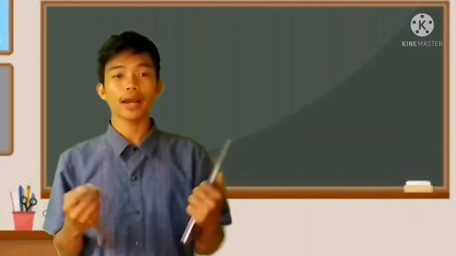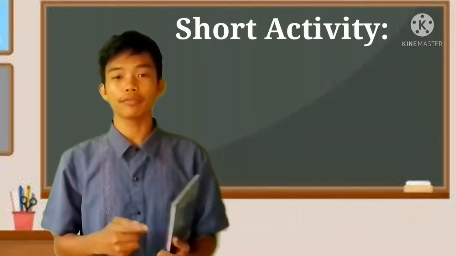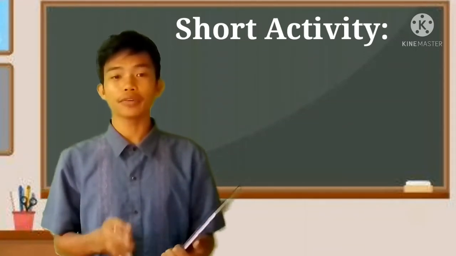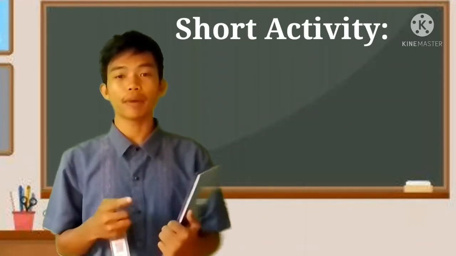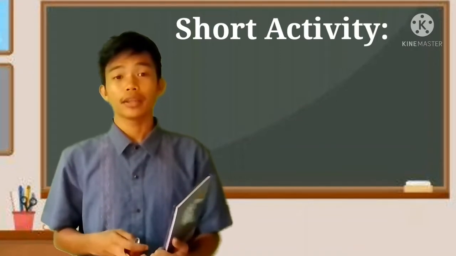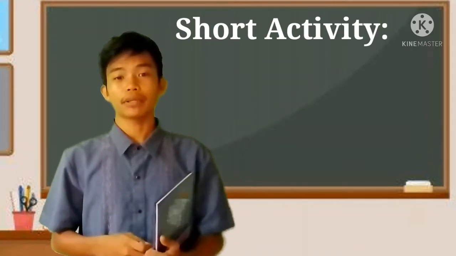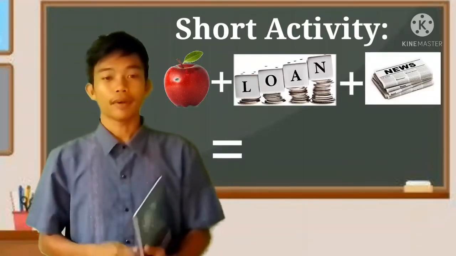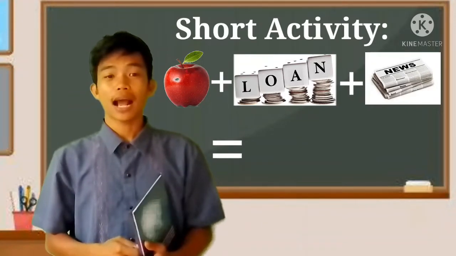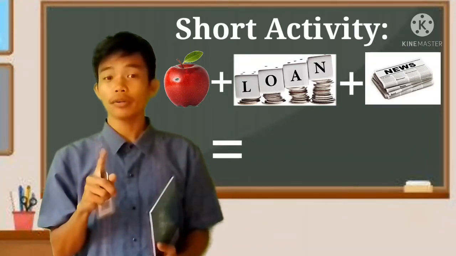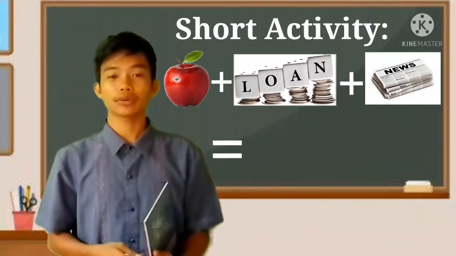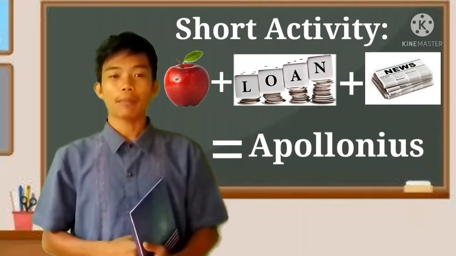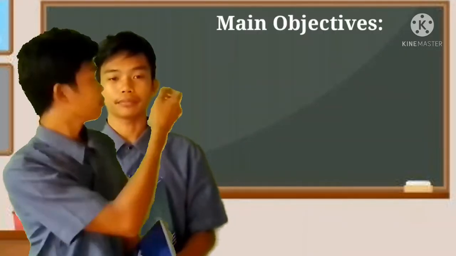Okay, before we proceed to our main objectives, I will give you a short activity first. I have pictures here, and you need to name every picture, then combine them together in order to get the name of one of the Greek mathematicians. Okay, well done. It is Apple plus Loan plus News equals Apollonius. Very good. We will tackle him today about Apollonius' problem.